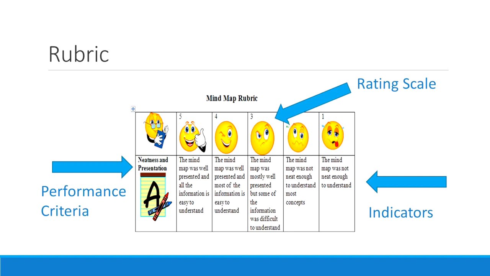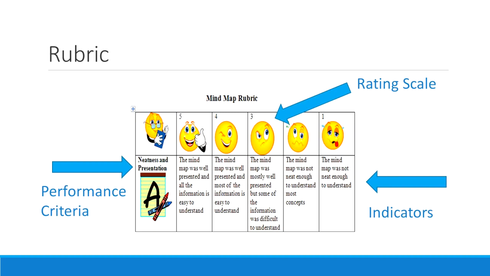I could not find an example of one, but this one is not very specific. The mind map was not neat enough to understand. Well, neat enough according to who? The mind map was not neat enough to understand most concepts. I don't like that. I think it should be a little bit more specific as far as the mind map had 3 of the 5 categories for this. And that's why I gave it a 3, because it had 3 of the 5. It only had 2 of the 5, so I gave it a 2. It only had 1 of the 5, that's why I gave it a 1.